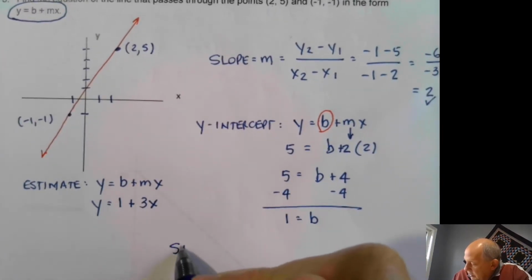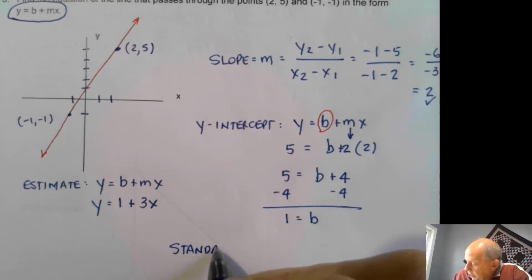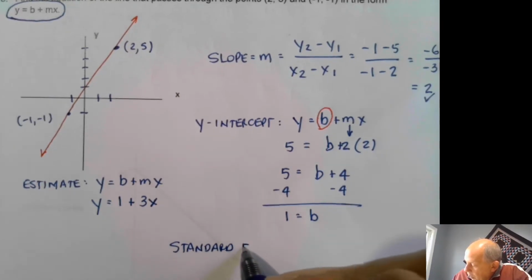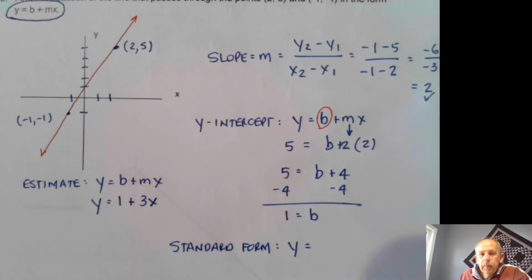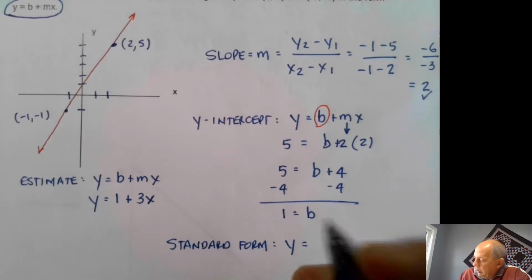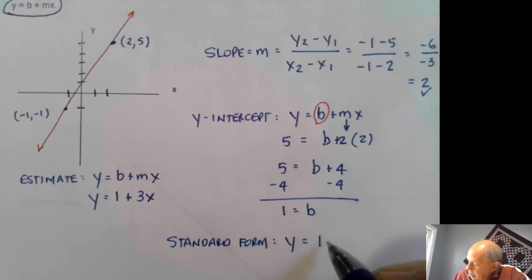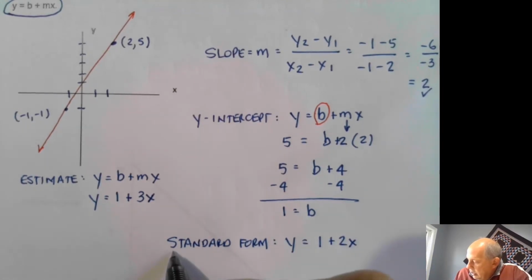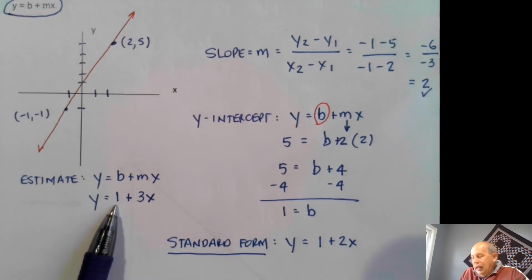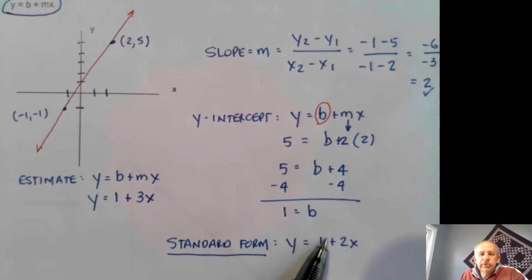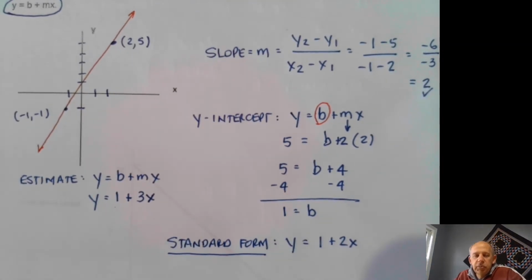To put this in standard form, my y linear model, b value is 1, my slope is 2, and there is my answer. I guessed visually it was 1 plus 3x. I worked through this algebraically and came up with 1 plus 2x, so that was pretty close.